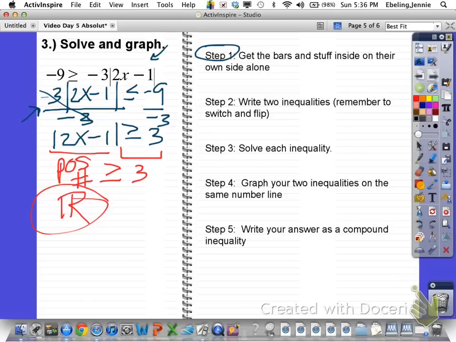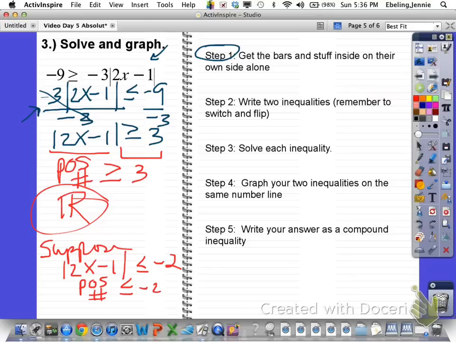I just want to point out that if you did solve something like this, and suppose that you get the absolute value of 2x minus 1 is less than or equal to, suppose we got negative 2 there. Well, when is a positive number, because anything that comes out of absolute values has to be positive, ever less than or equal to a negative 2, a negative number? Never. So if you ever get into that situation, you would write no solution. Okay, that's it for the absolute value inequalities, and we'll do some more in class next time.